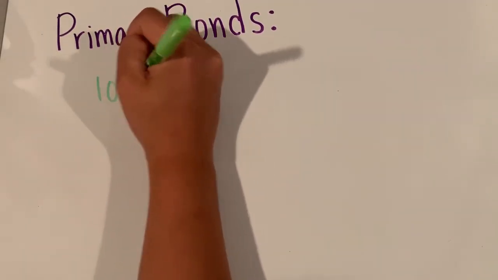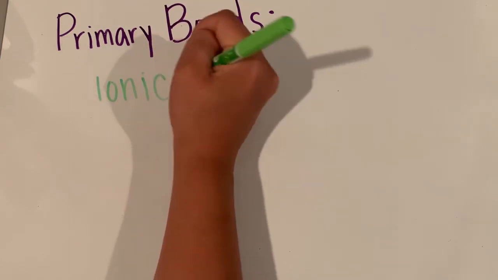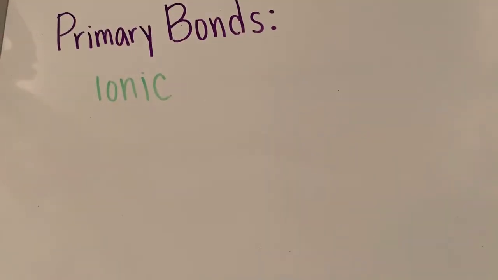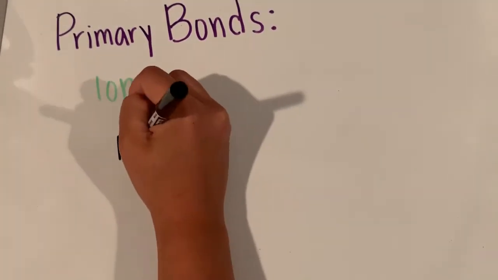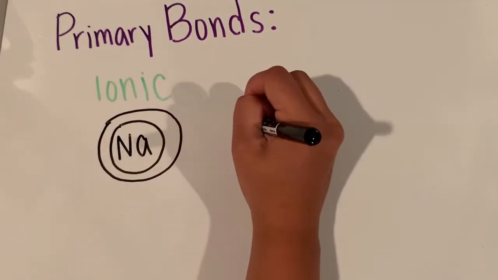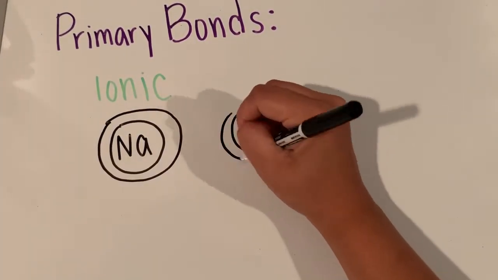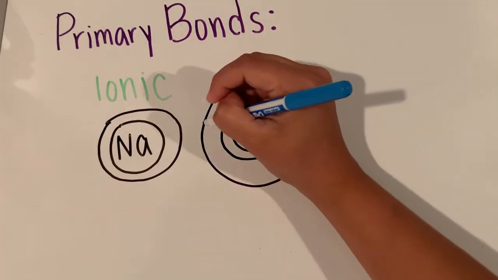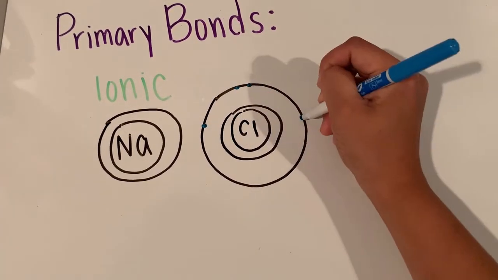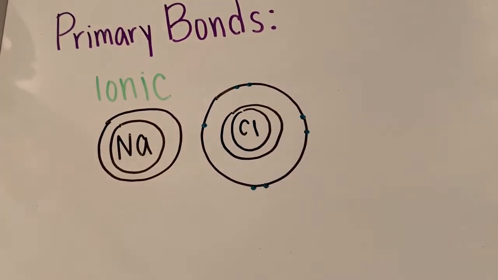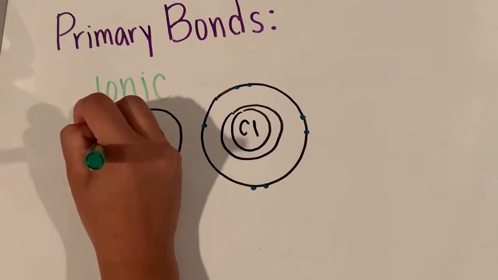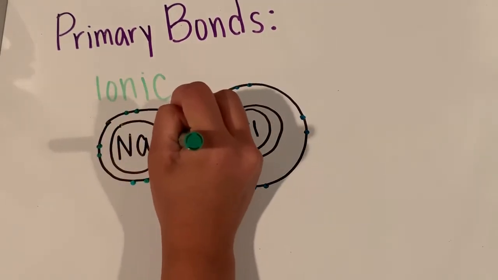Ionic bonds occur due to large electronegativity differences between atoms, such as between sodium and chlorine, otherwise known as table salt. The definition of electronegativity is how strongly atoms attract bonding electrons to themselves, and the difference in electronegativity between two atoms allows for transfer of valence electrons between the two atoms.